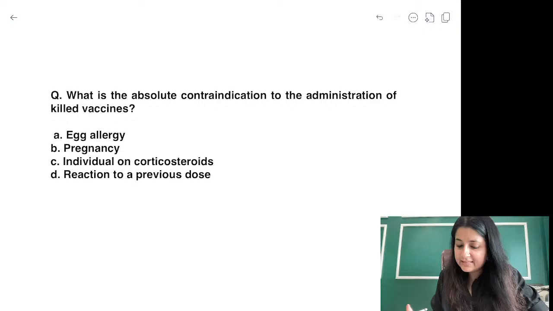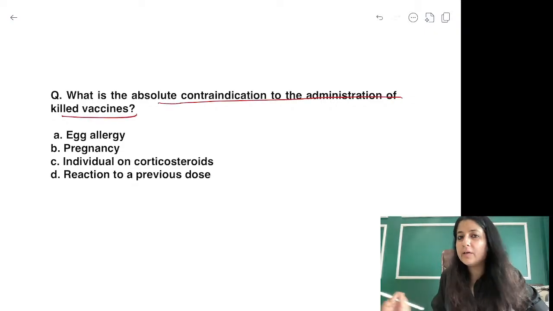Okay. Let's see this one. Which is the absolute contraindication to killed vaccines? Have you ever thought about it? What is the absolute contraindication to killed vaccines?